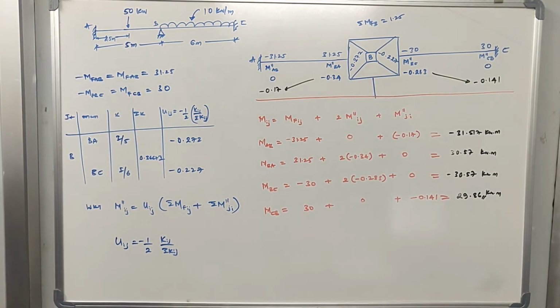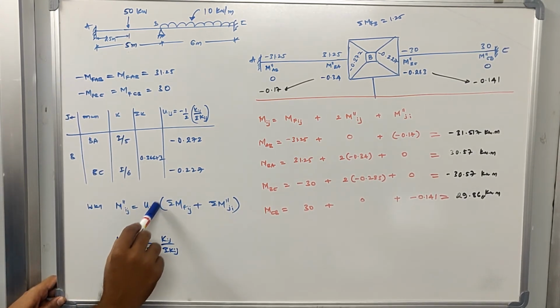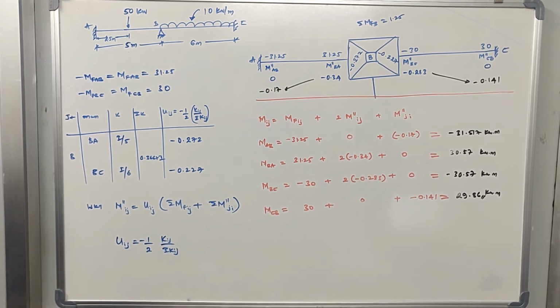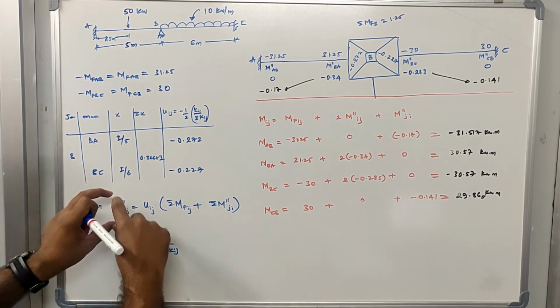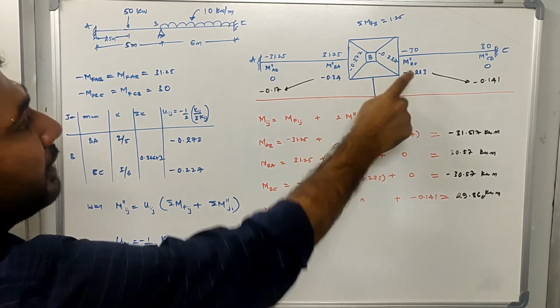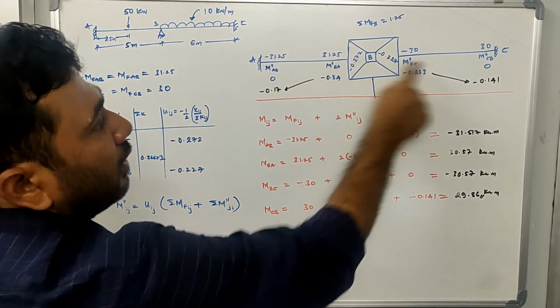So how to calculate the rotation moment? We already have this equation: M double dash ij is equal to U ij into bracket summation of MF ij plus summation of M double dash ji. Now let us use this equation and solve for the rotation moment at BA and BC. I am not calculating the rotation moment at AB or CB.